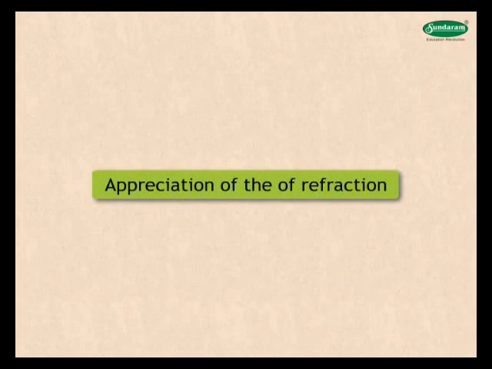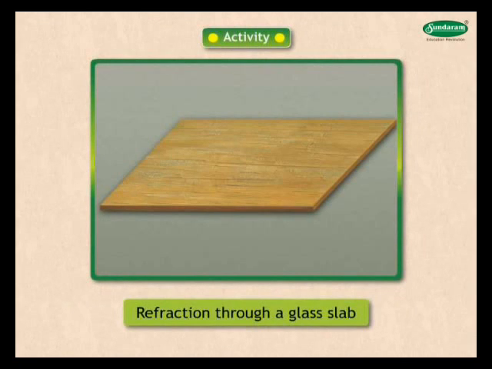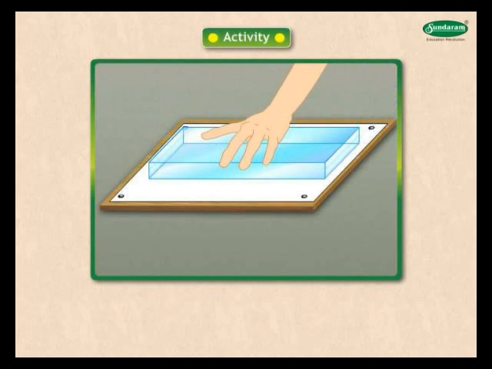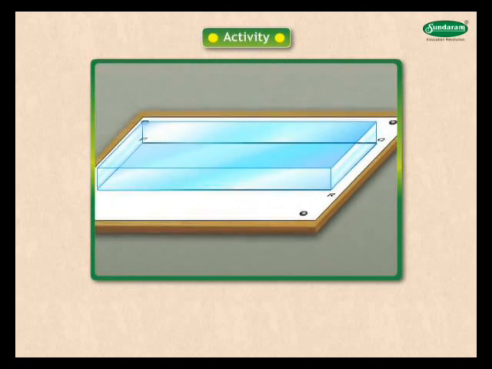Let us look at another activity. Let us look at how refraction takes place through a glass slab. Take a sheet of white paper on a drawing board using pins. Place a rectangular glass slab over the sheet in the middle.